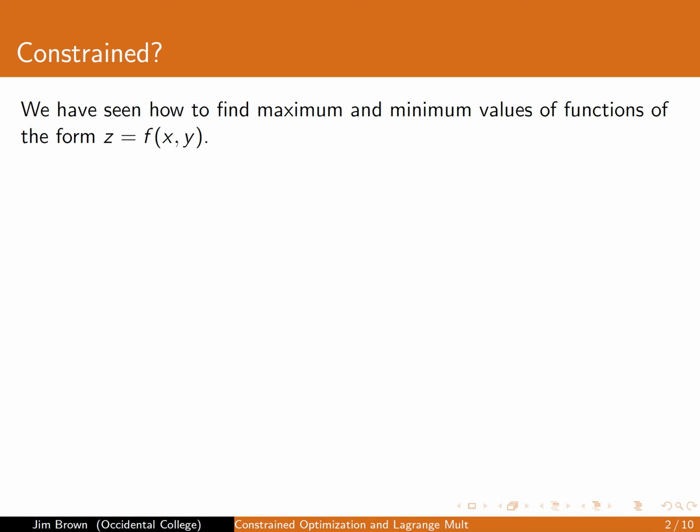So if I have a function that looks like z is equal to f of x y, we saw how to find the critical points and then use the second derivative test to check whether we had a maximum or a minimum. But we really didn't put a lot of requirements on that, and in real world problems, it's often the case that we can't just plug in any x or y for our function, that there's constraints on the possible x and y's that will work.